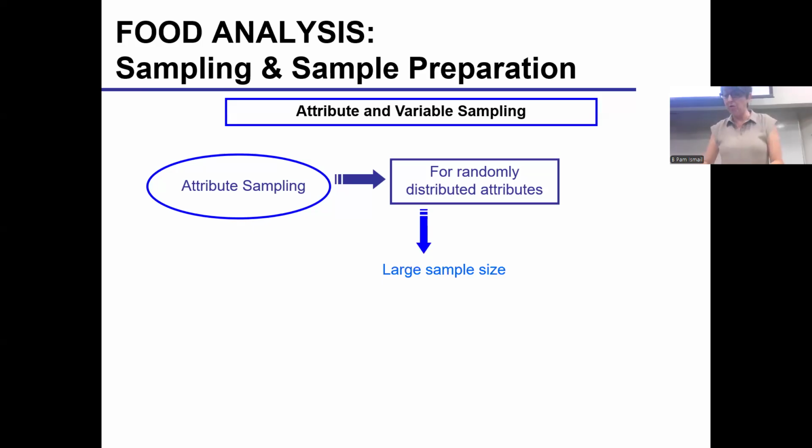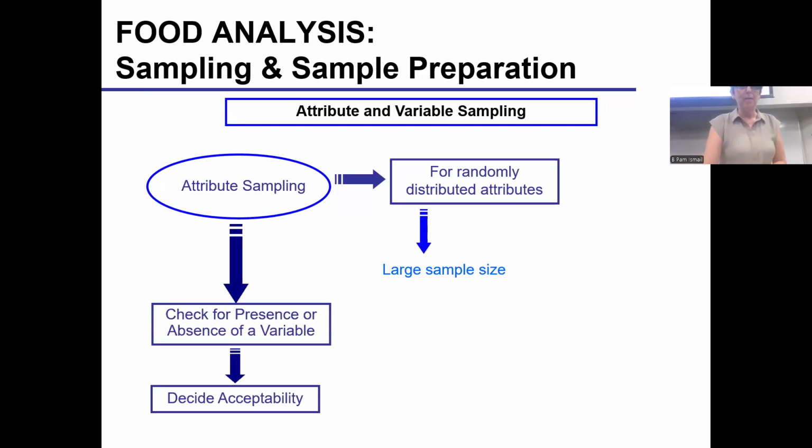So you will have multiple replications, very many replications. And then you check the presence or absence of that and decide whether or not it's acceptable. And here's an example: Clostridium botulinum or aflatoxin from mold infection.